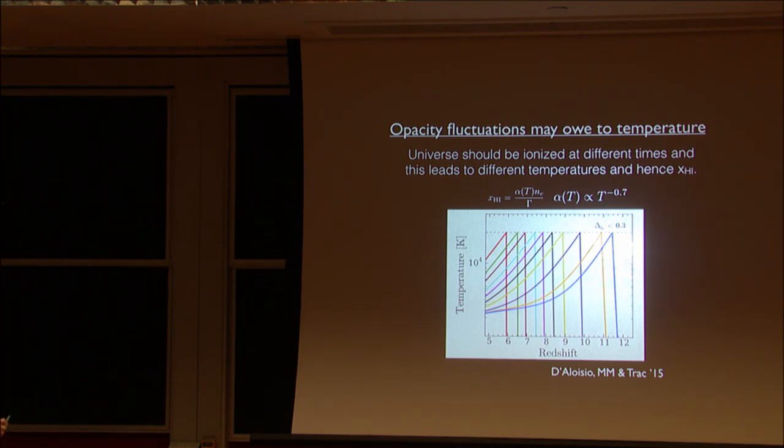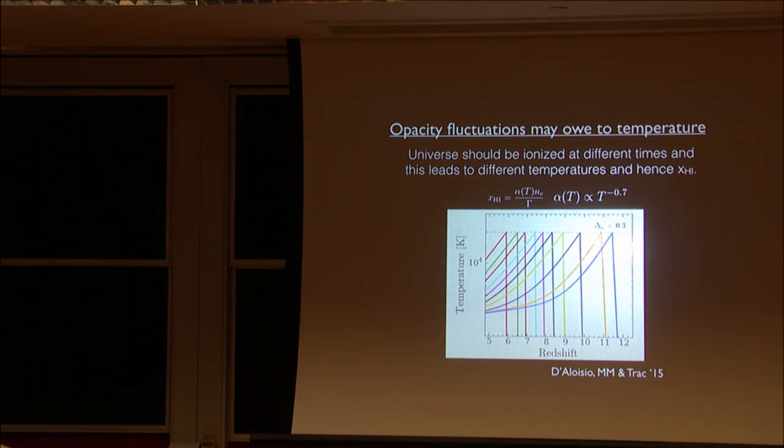Okay, so how would this work with temperature? So with temperature, as I told you, the universe ionizes to 20,000 Kelvin, and then it cools. And we're observing at redshift 5 to 6, regions that are ionized at redshift 6 haven't cooled very much. Regions that are ionized above redshift 9 have cooled.